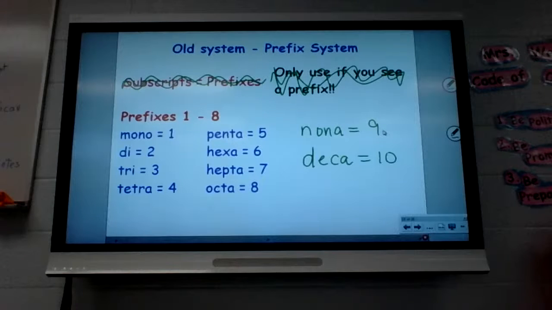Wait, so it's only going to be on prefixes? And then it'll be on naming covalent compounds. I won't mix it on Monday. Even I'm not that mean. It will strictly be on covalent.